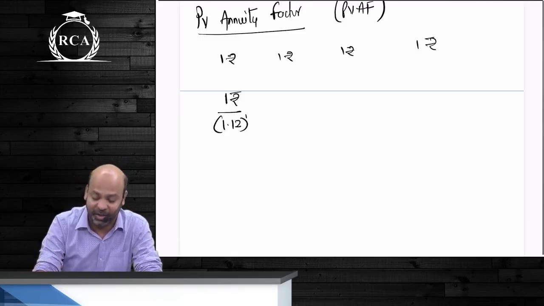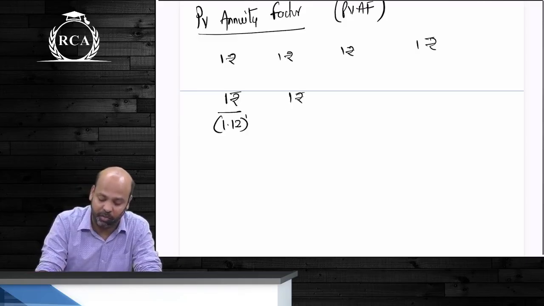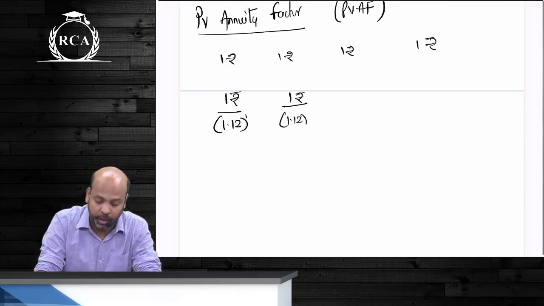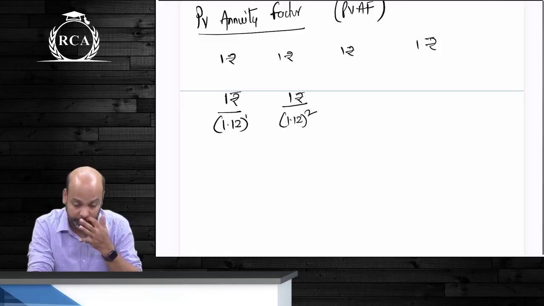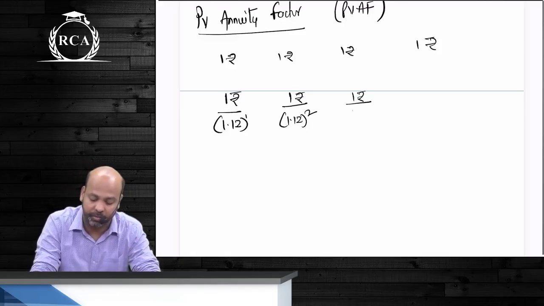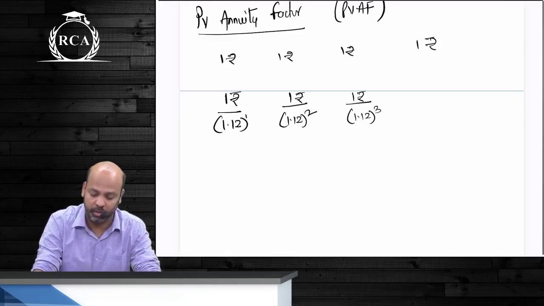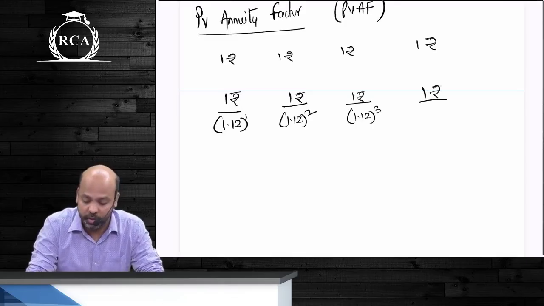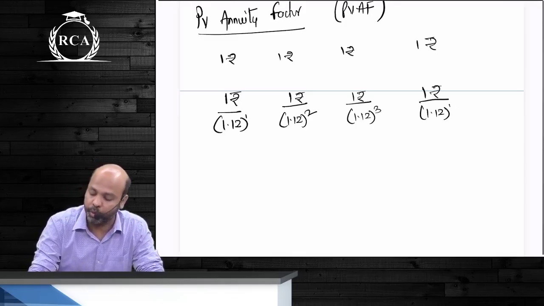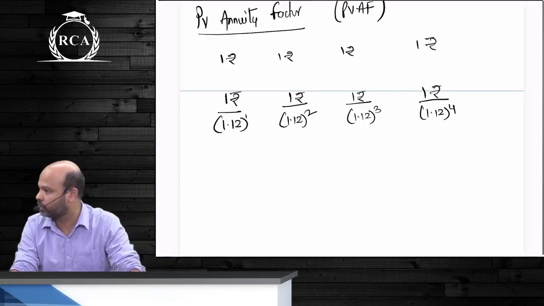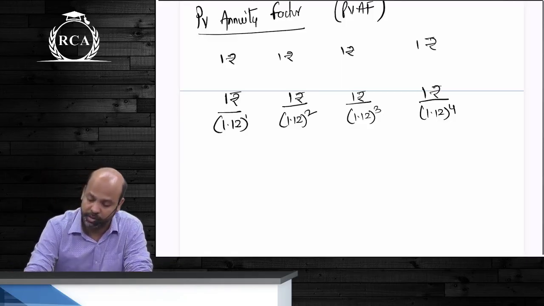The present value of the second 1 rupee will be 1 rupee divided by 1.12 whole power 2. The present value of the third 1 rupee will be 1 rupee divided by 1.12 whole power 3. Next, 1 rupee divided by 1.12 whole power 4. Now start.